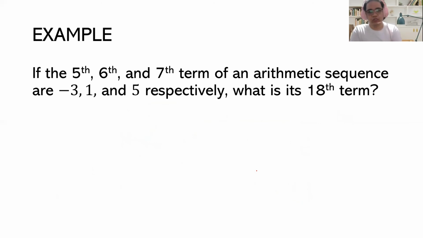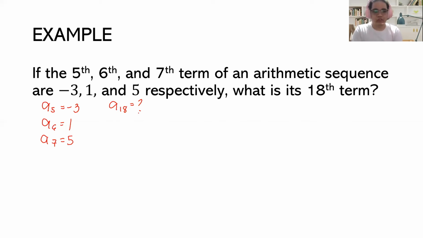Last example. So if we have 5th, 6th, and 7th term as negative 3, 1, and 5, what is its 18th term? Okay. So tingin ko meron ditong dalawang way kung paano natin siya sasagutan. Okay, so the first one is this. We know that a sub 5 is negative 3. Ayan. And then we know that a sub 6 is 1 and a sub 7 is 5. Then we need to find a sub 18.